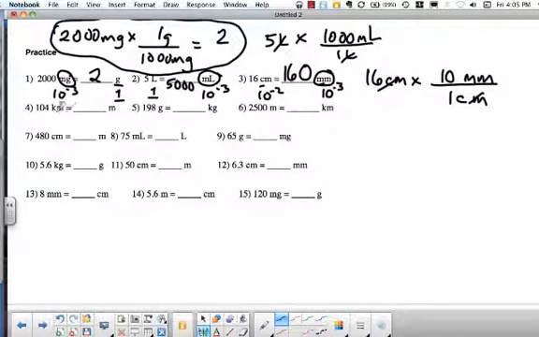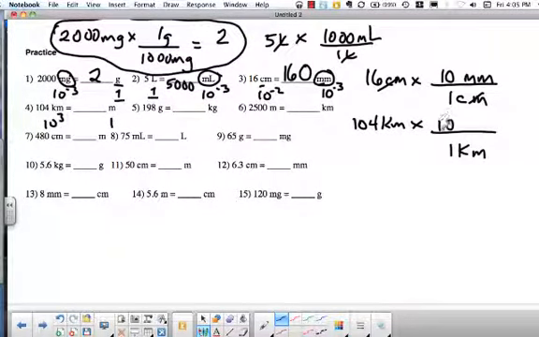Okay, so 104 kilometers. Kilometer on the bottom. Kilo is 10 to the third. This is a 1. There are 1,000 of the smaller in the bigger. So this answer here is 104,000 meters.